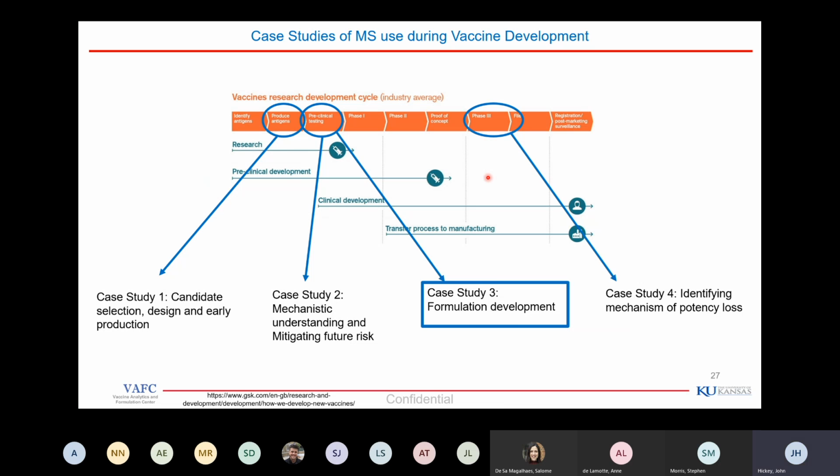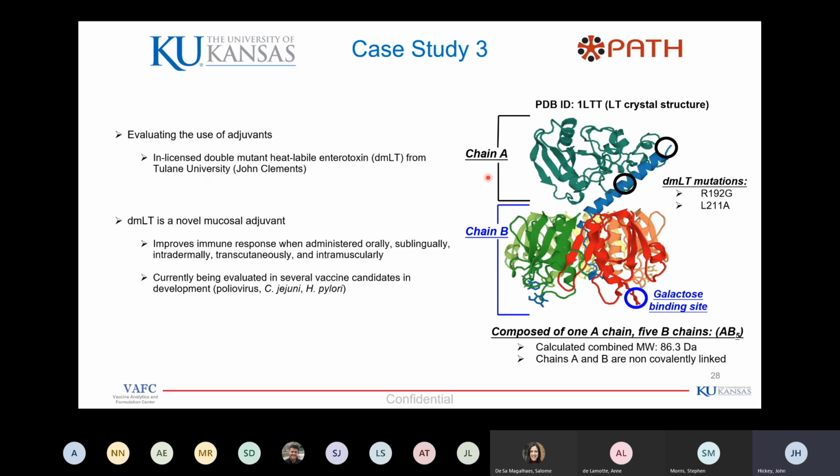Okay. Our third case study is a more prototypical formulation development and MS use in that endeavor. This is a collaboration we had with PATH from a couple of years ago, but they were evaluating a novel mucosal adjuvant called DMLT, which was developed by John Clements at Tulane University. And currently this is being evaluated in several vaccine candidates.